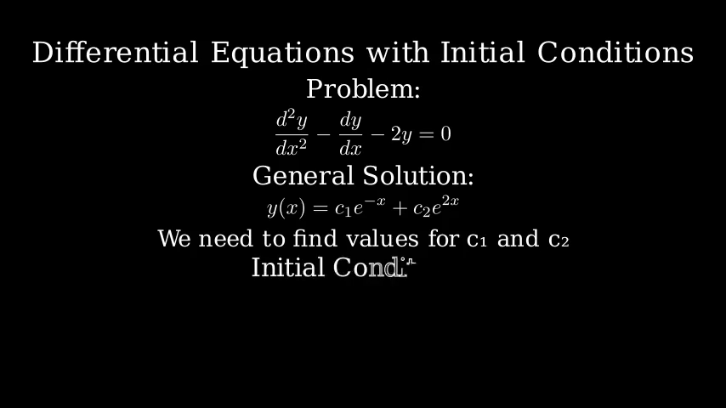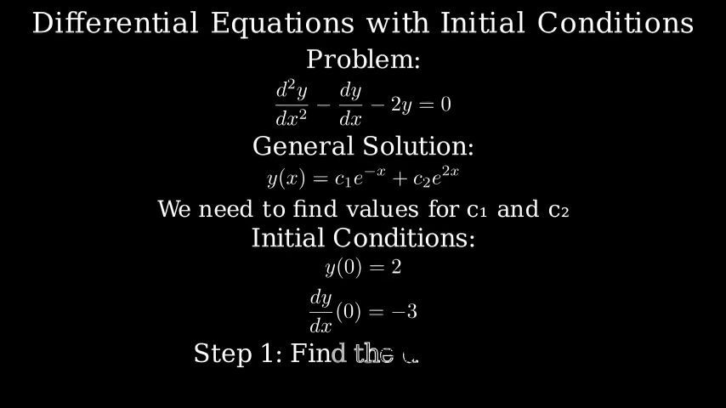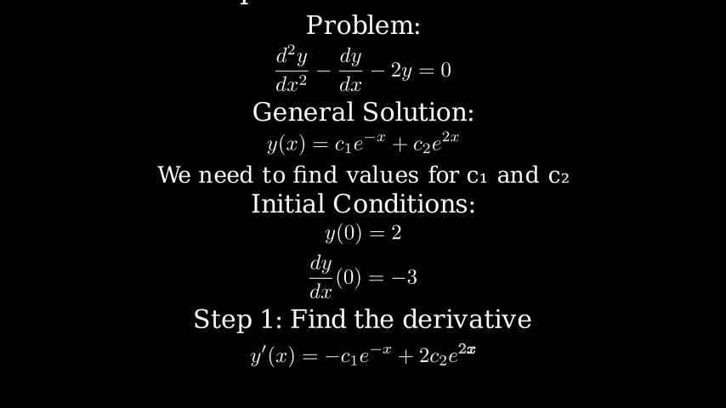Our initial conditions are y of 0 equals 2, and the derivative of y with respect to x at x equals 0 is negative 3. To use these initial conditions, we first need to find the derivative of our general solution. The derivative of y with respect to x is negative c1 times e to the negative x plus 2 times c2 times e to the 2x.